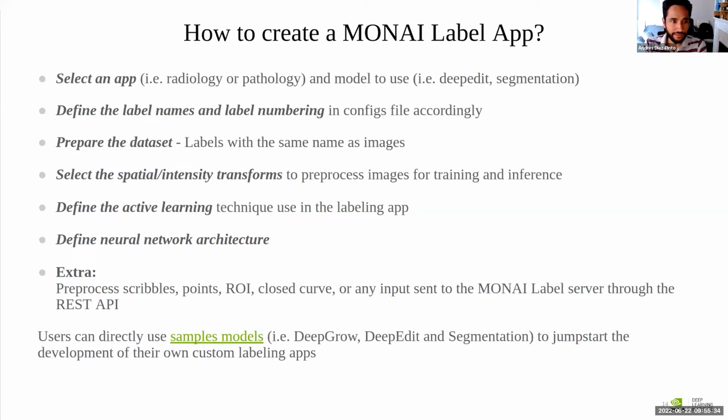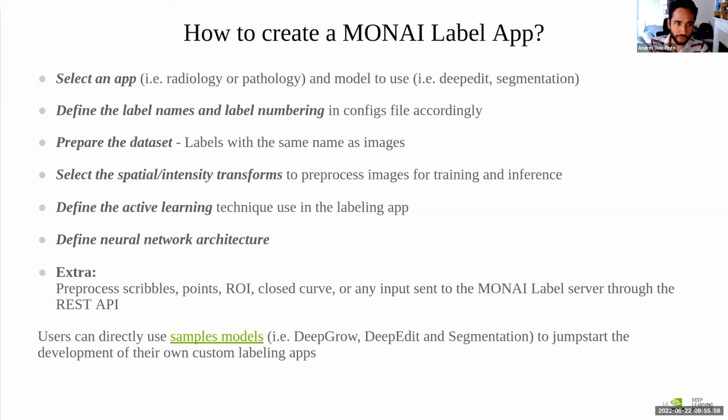And then the other bits. So select the spatial intensity and the transformation. So this is more for the research perspective. They want to do a different data augmentation. They want to change how the intensity is modified, or how the images are pre-processed before we train the model or before we do inference, right?